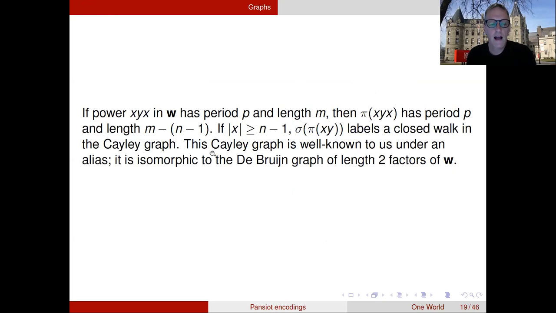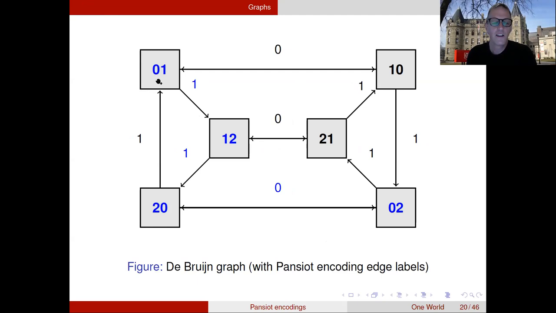So this Cayley graph is actually well known to us under an alias. It's just the de Bruijn graph of the length-2 factors of W. Instead of writing down the permutation corresponding to 0, 1, the permutation corresponding to 1, 2, and so on, I can just walk along the de Bruijn graph. If I see a 1, then W contains 0, 1, 2. I see another 1, so W contains 1, 2, 0, and the final length-2 factor is 2, 0. And then if I see a 0, then I have 2, 0, 2, which brings me to 0, 2. So although we have used group theory going from Pansiot to Olenier, it would probably be more natural to use directed graphs in the combinatorics on words context, because we're all very familiar with de Bruijn graphs.